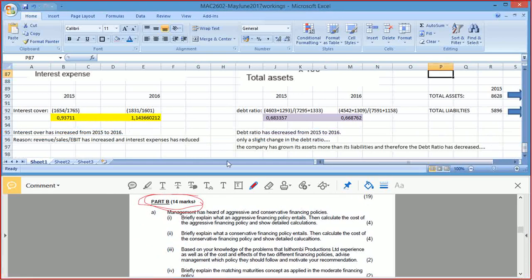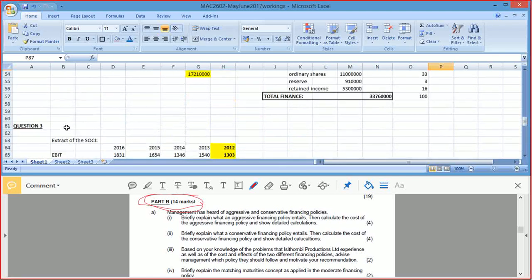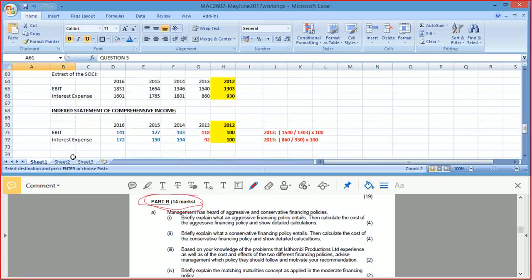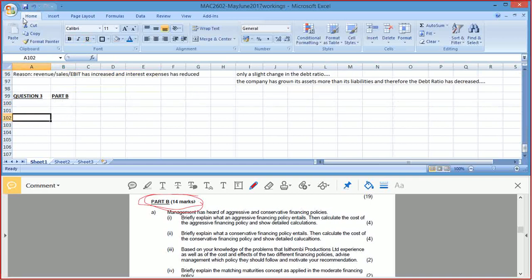Okay, now we've got 14 marks for part B. Okay, so new part. Did I label this part? Where is it? We're on question 3, so part B. Yeah, so part A we've done. Let's label that correctly. And then label this B. Okay, so part B. Management has heard of aggressive and conservative financing policies. Briefly explain what an aggressive financing policy entails. Then calculate the cost of the aggressive financing policy and show detailed calculations.